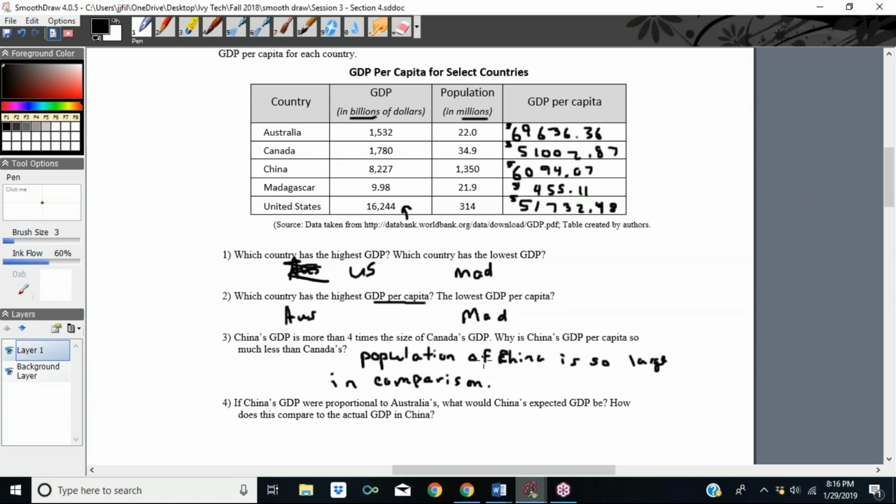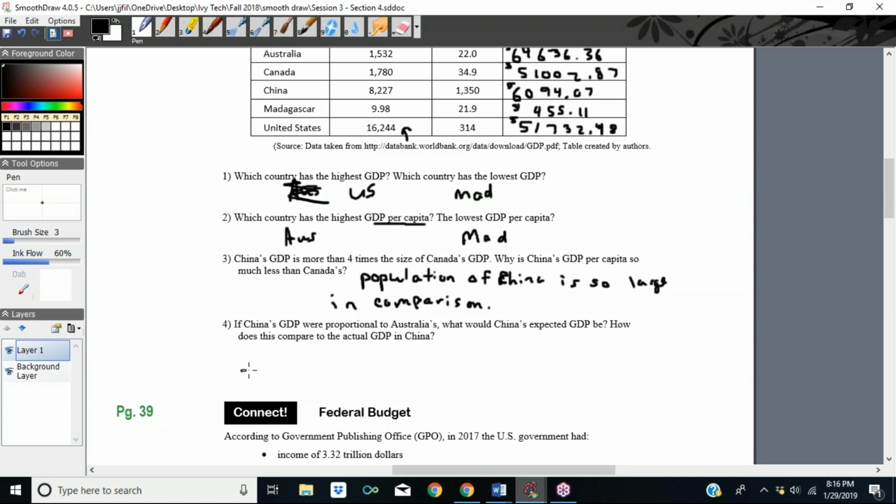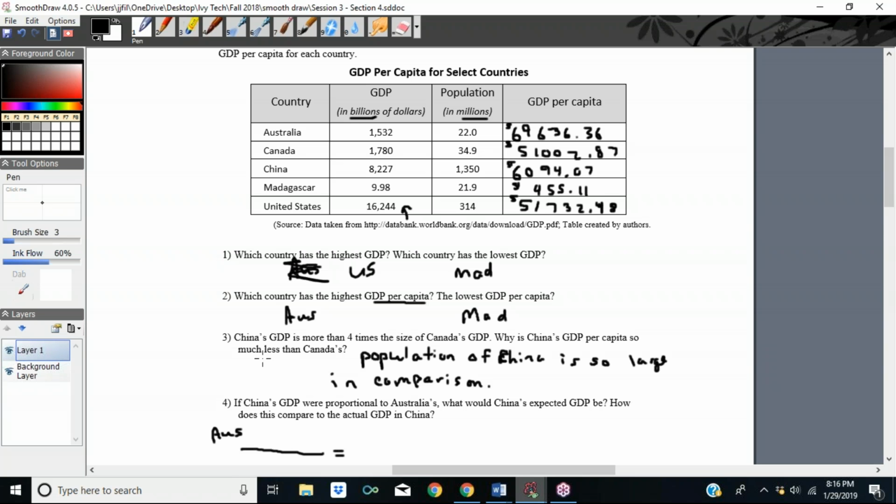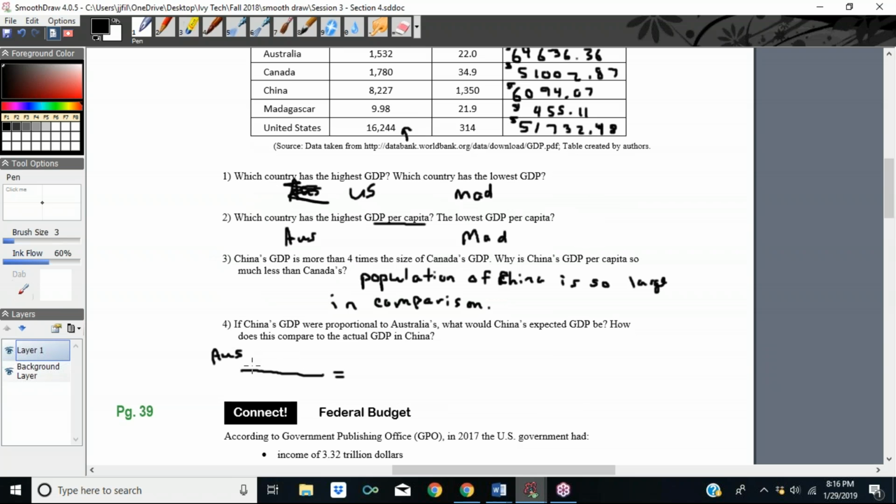And then number 4 says if China's GDP were proportional to Australia's, what would China's expected GDP be? And then how does it compare? So let's see. So if China's were proportional to Australia, I'm going to put Australia's numbers first just so I can keep them organized. So let's see, Australia's GDP looks like 1532 times 10 to the, it's billion, so that'd be the 9th power, divided by the population, 22.0 times 10 to the 6th.